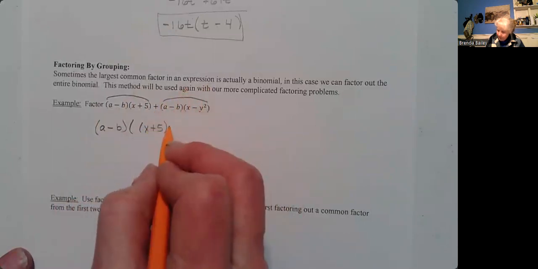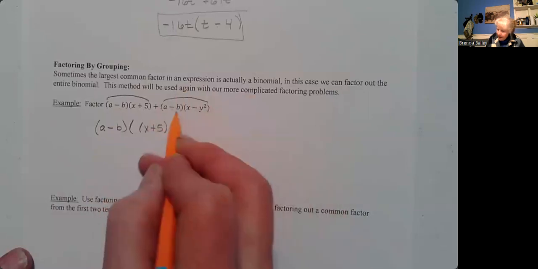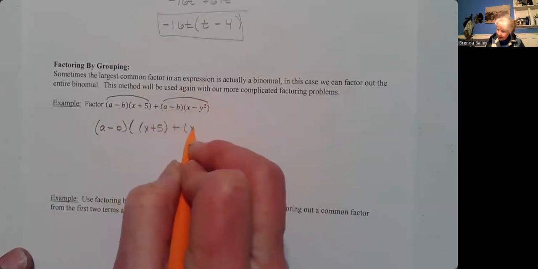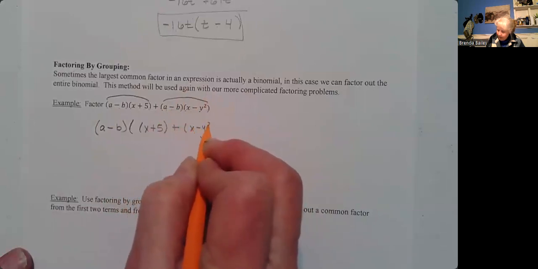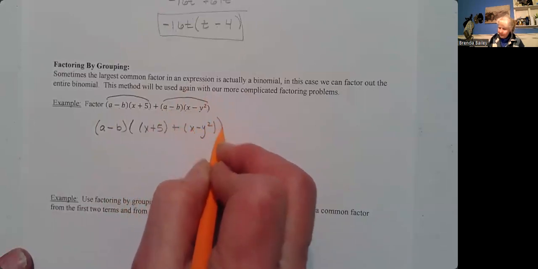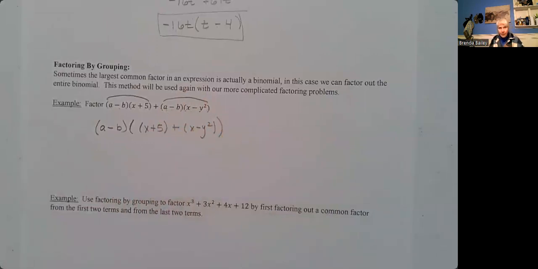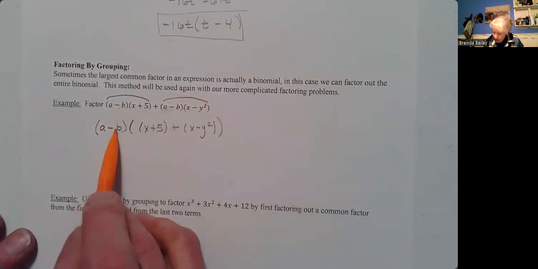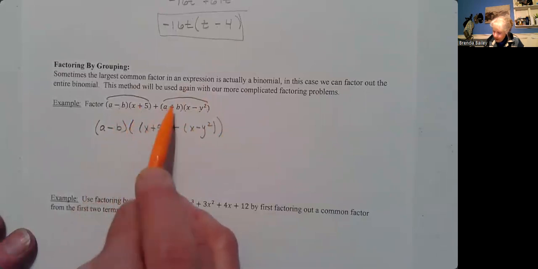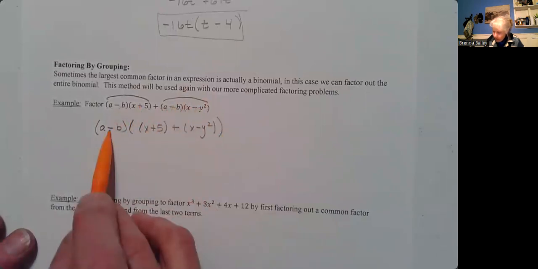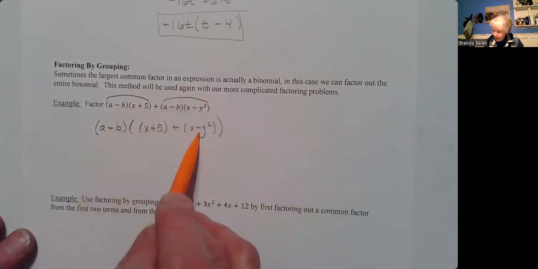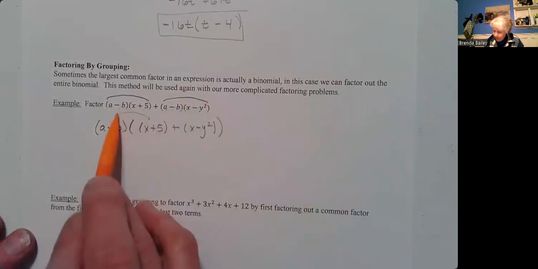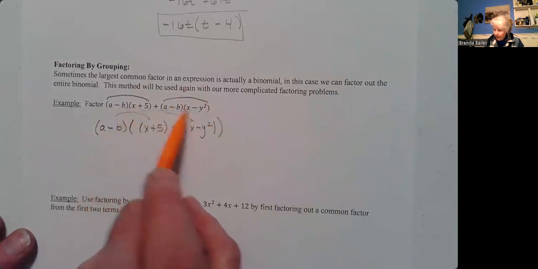Plus, in this group, what is left over? And that's going to be an x minus y squared. Let's check both of these. Again, this group, I pulled this out and that's what's left. This group, I had pulled that out and put it in front and that's what's left. If I multiply these, I get this. If I multiply those, I come back to this.